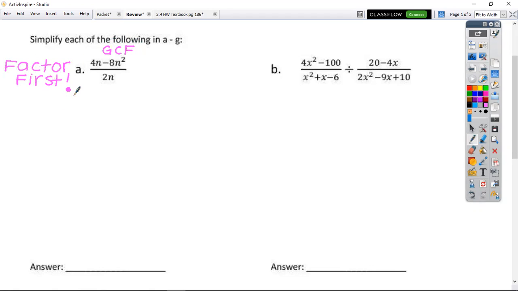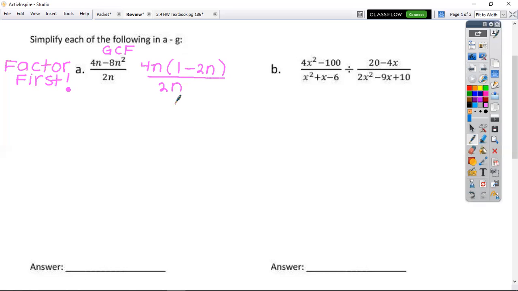I'm going to do a GCF for my numerator. So these are both divisible by 4, and they have n in them. And then I need to get another 4n out of this, so I'm just going to have to multiply it by 1 to keep that place. And then minus, and then 2n like this. And then over a 2n.